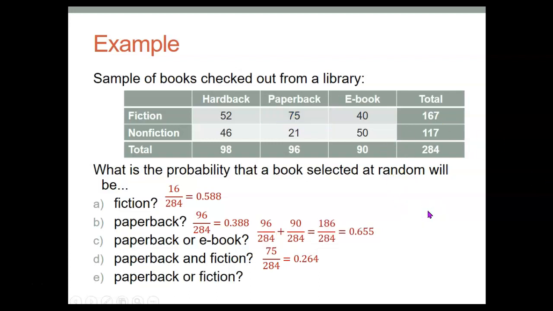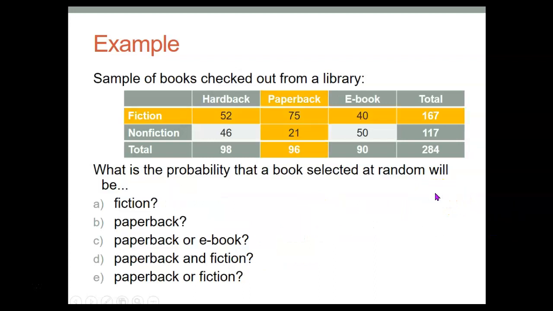Now, what's the probability that a book selected at random will be paperback or fiction? These are not mutually exclusive. Some books are paperback, some books are fiction, some books are both. So how do we find the probability that the book we selected fits the description of being either paperback or fiction? Or possibly both.